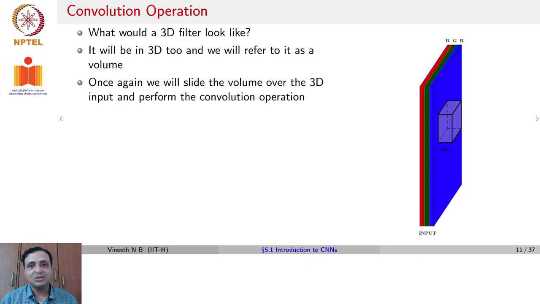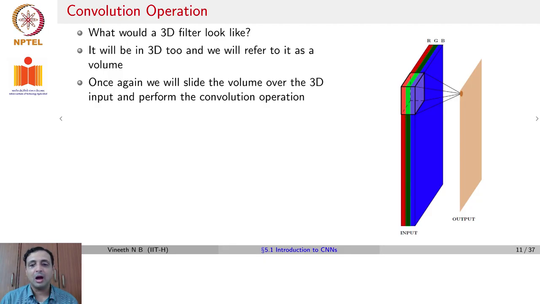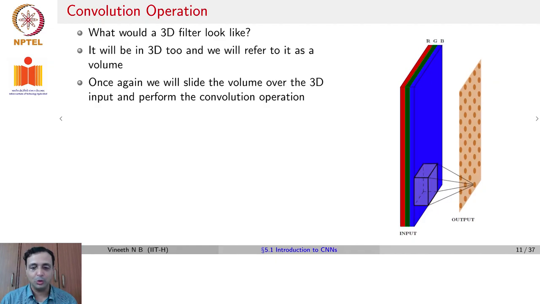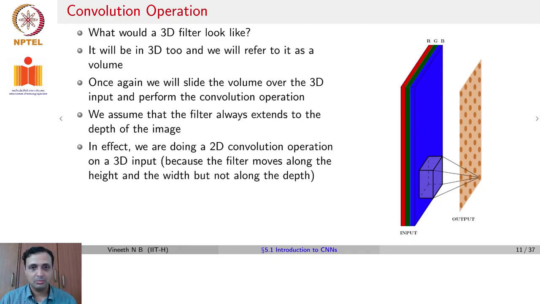So when you now slide the volume over your input volume and perform the convolution operation, you will be moving it across the input volume at different locations and getting one scalar output as the output of the convolution in the output image. So you can see that as you move the volume on different locations in the input volume, you get the output as pixels in the output image. We also call this output image a feature map in convolutional neural networks.